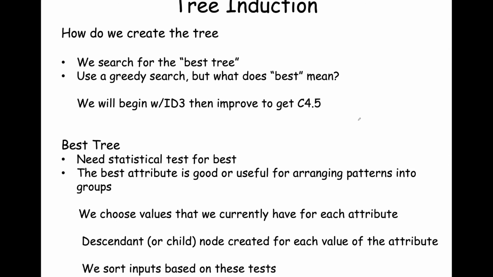Those that have overcast are going to be collected together as a subset and go to another child node. And so essentially, the test results in partitioning your data set into subsets, and each one of these subsets is then sent down to a node that roots the subtree. Each of these subsets is conceivably smaller than the original. So you choose the values that you currently have for each attribute as possible tests, and then a child node is created for each value associated with the attribute. That's the result of a test. You sort or partition your inputs based on the result of these tests over your in-sample data, your training data.